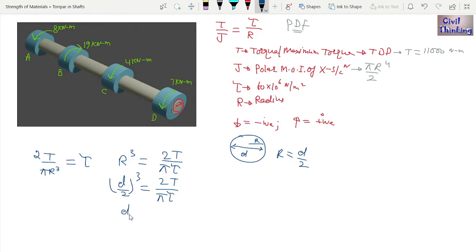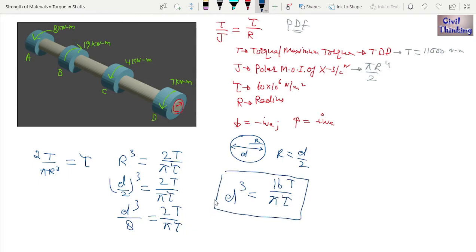Now it is d cube divided by 2 to the power 3, which is 2, 2 is 4, 2 is 8, is 2T by pi tau. Now I will take 8 on this side, it is 8 multiplied by 2, which is 16. So we get d cube is 16T divided by pi tau. This is the equation. We are going to use this equation.